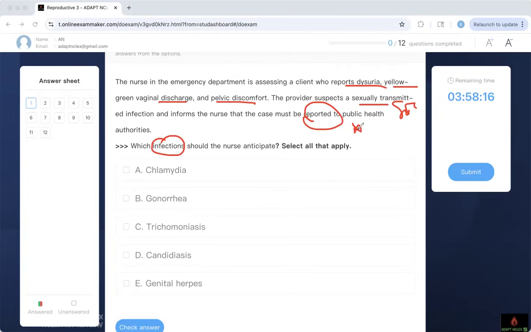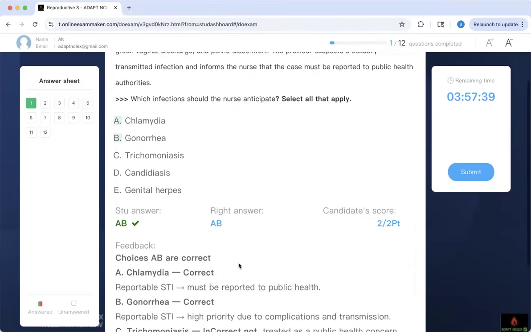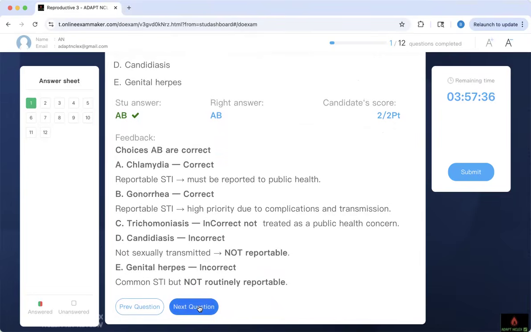All of them are infectious diseases, but nobody cares. The most important thing is that it has to be reported, and that is what the nurse is being asked. The nurse is not being asked what infectious disease is associated with it. What is the problem? Chlamydia. You've got to report it. Gonorrhea. You've got to report it. Trich, you don't need to. Candidiasis is not even an infectious disease. And genital herpes, even though it is, does not need to be reported. Only two answers. Pay attention to the question and the buzzword, and I know you'll pick it. These are the ones that have to be reported. If you pick anything else, you lose a point.